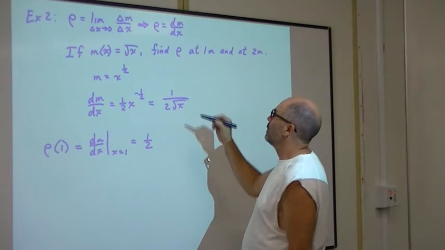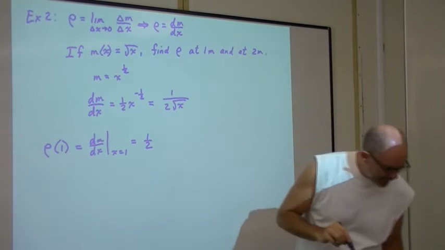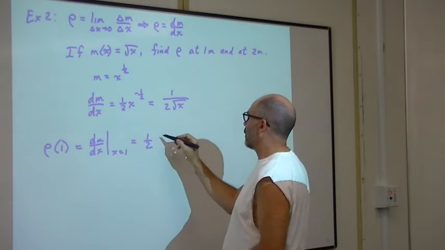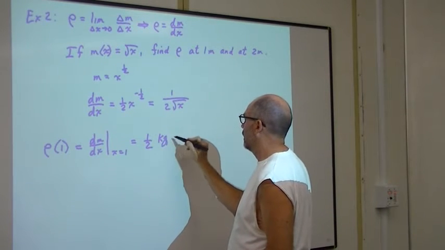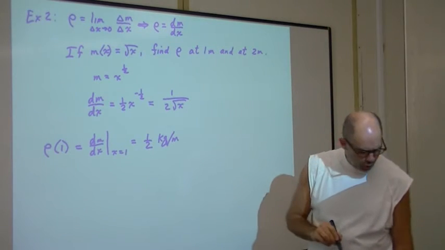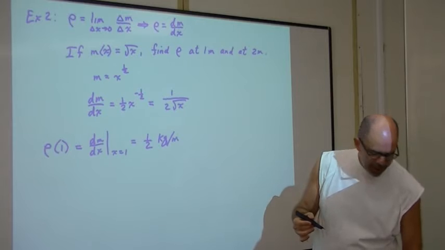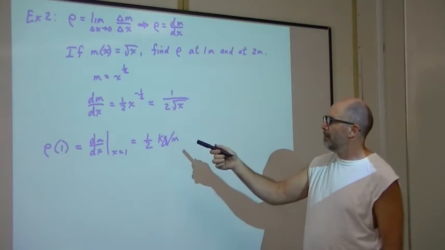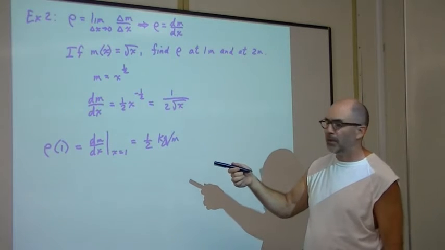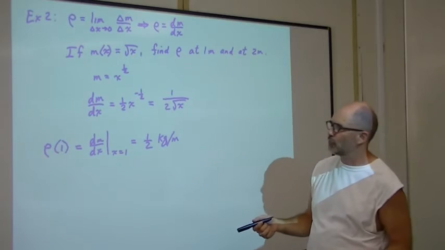And what are our units? Mass per distance. And what's our mass? Kilograms? Yes. Kilograms per meter. So 0.5 kilograms per meter. Now, obviously this rod is in France because kilograms per meter. We don't know what that is in this country.